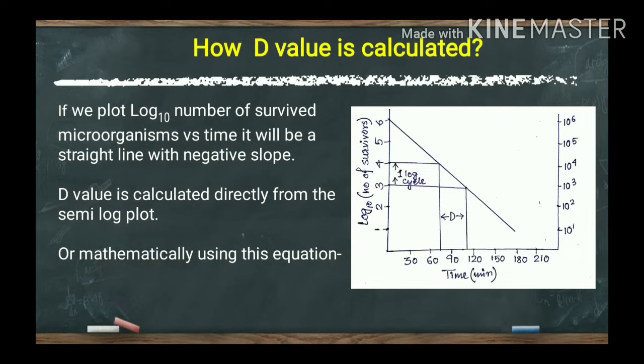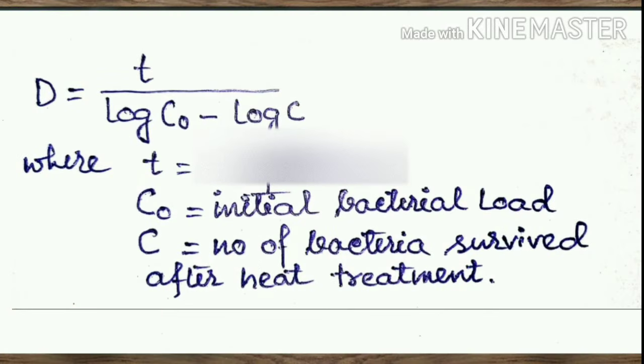D-value is generally calculated directly from the thermal death curve. Here in this hypothetical graph, I have found out the D-value. You can also calculate it mathematically using this equation, where T is the time, C0 is the initial bioburden, and C is the final bacterial load after heat treatment.